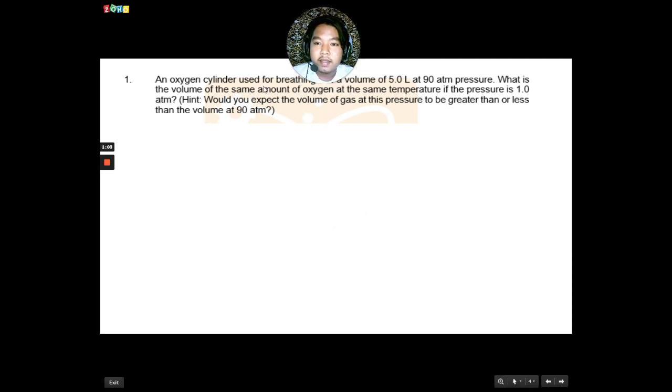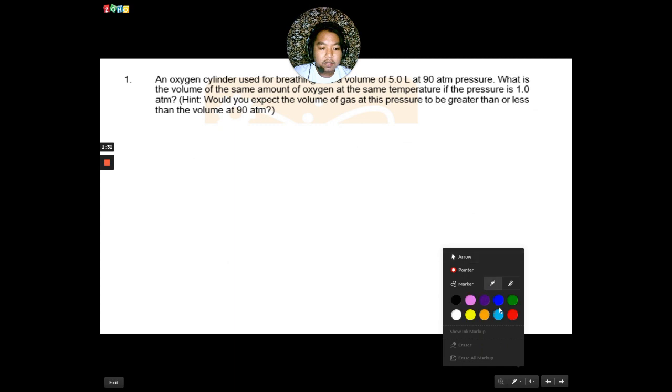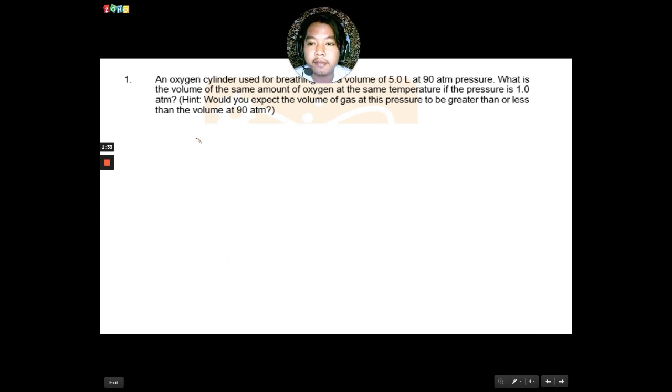An oxygen cylinder used for breathing has a volume of 5.0 liters at 90 atm pressure. What is the volume of the same amount of oxygen at the same temperature if the pressure is 1.0 atm? Hint: would you expect the volume of gas at this pressure to be greater than or less than the volume at 90 atm? So first things first, before we answer anything here, let's try first to write the given. If it will help, we can also draw or sketch what's happening.